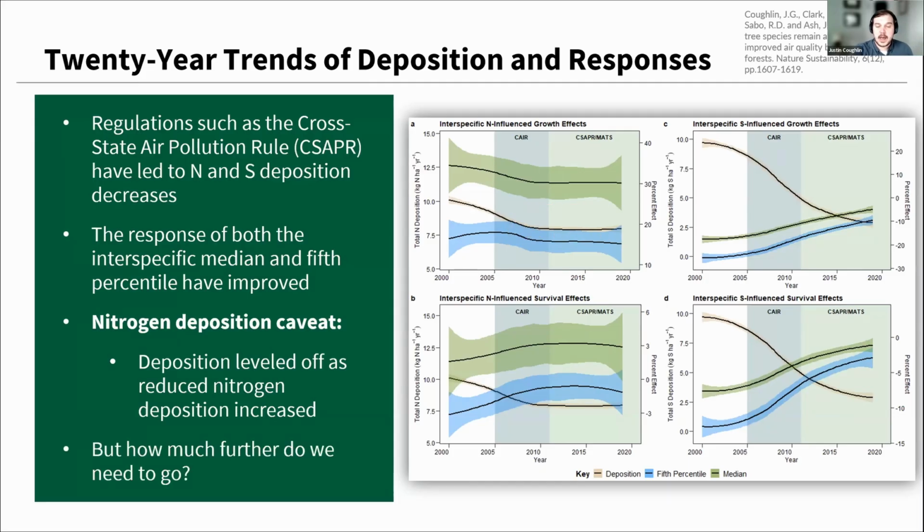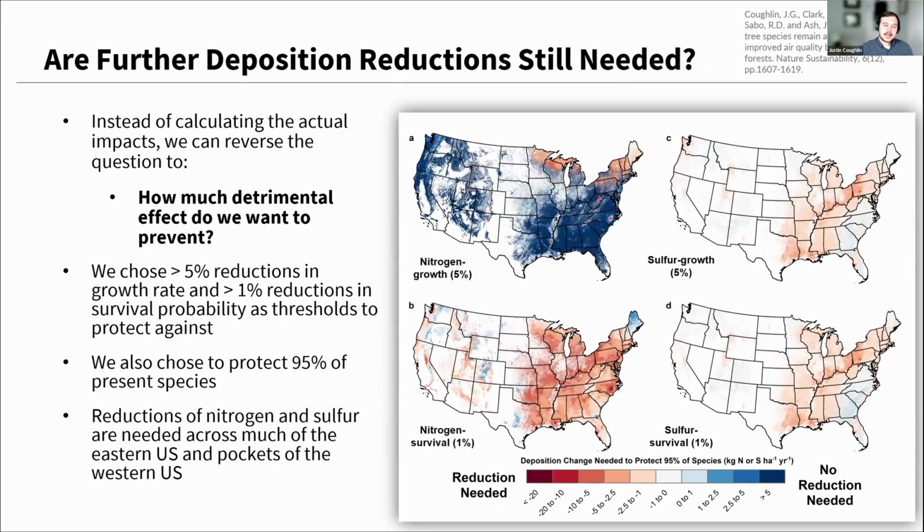So this begs the question of how much further do we need to go? So we can flip the question on its head. Instead of looking at the effects, growth rate reduction, we can also ask how much detrimental effect do we want to prevent? So here we chose 5% reductions in growth and 1% reductions in survival as thresholds that we want to protect against. And we selected 95% of species as the threshold that we want to protect within forests.